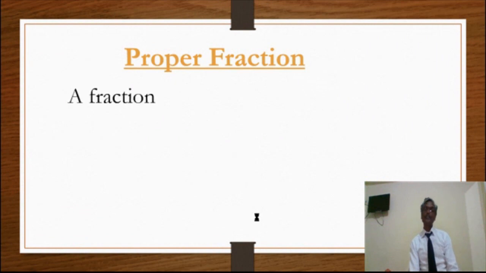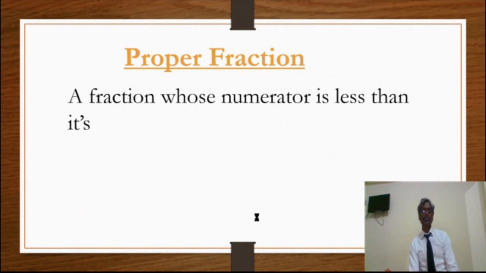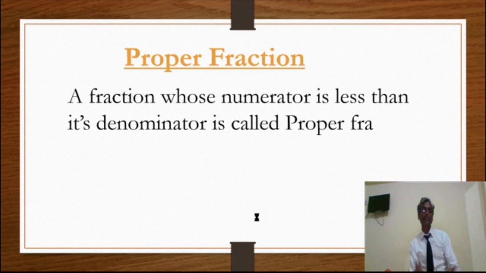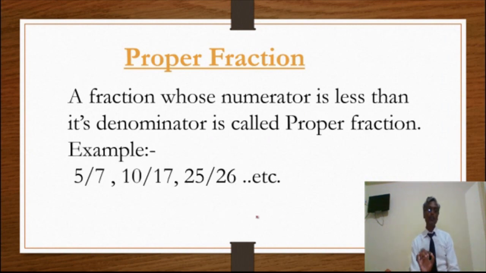Proper fraction. A fraction whose numerator is less than its denominator is called a proper fraction. For example, 5 upon 7, 10 upon 17, 25 upon 26, etc. It will be clear here: 5 upon 7, 5 is less than 7, 10 is less than 17, 25 is less than 26. Therefore, these all are proper fractions.